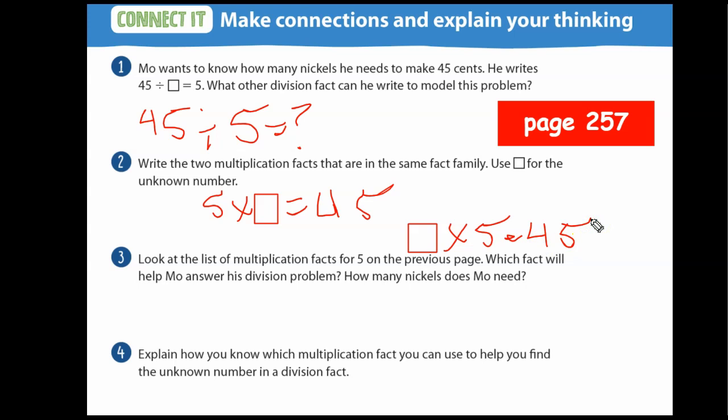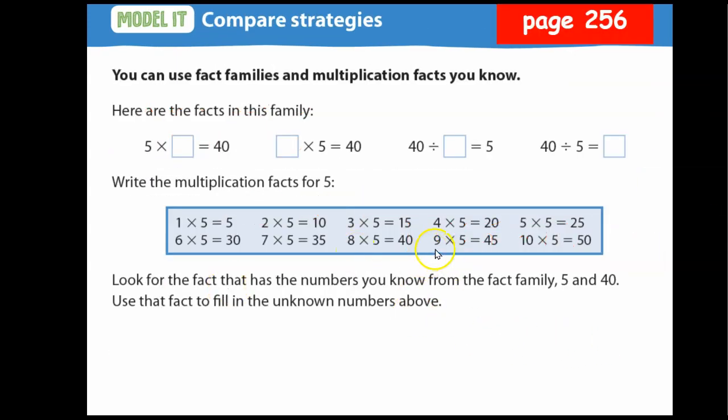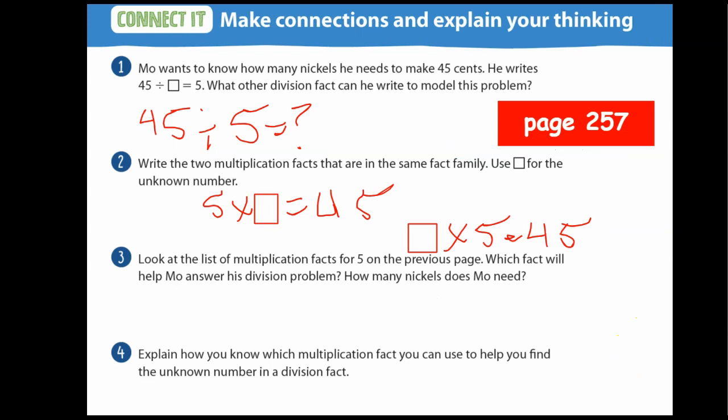It says list all, now look at the list of multiplication facts for 5 on the previous page. So if you go back to the previous page, on 256, right here, which one has 45? 9 times 5, right? So 9 times 5. Which fact will help you answer? Which fact was it? You just said it. 9 times what? 9 times 5 equals 45.